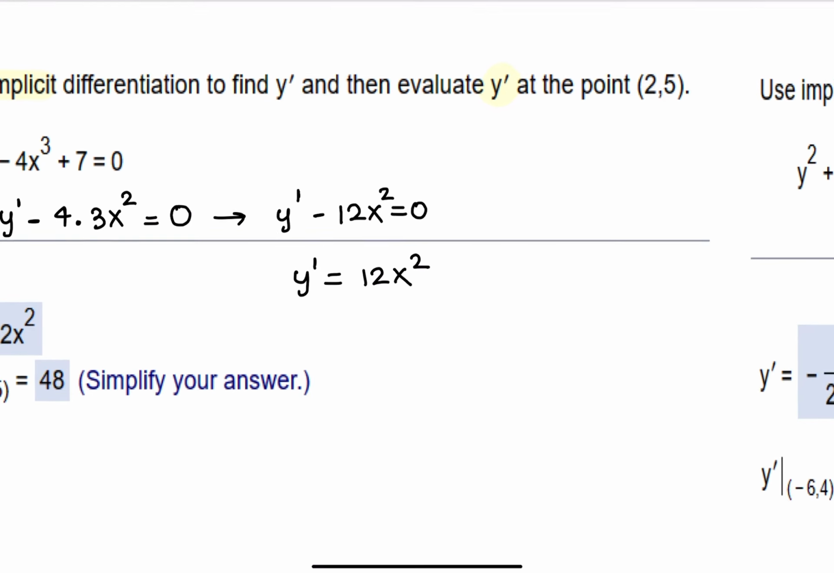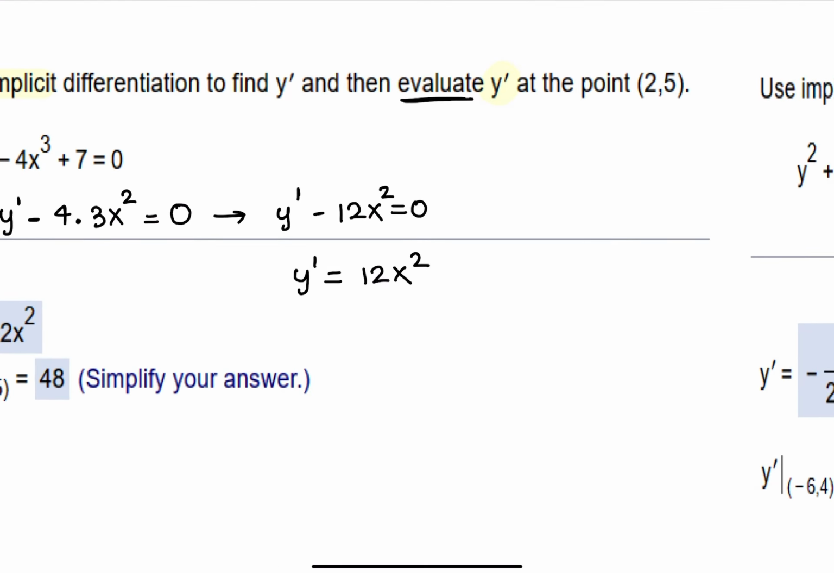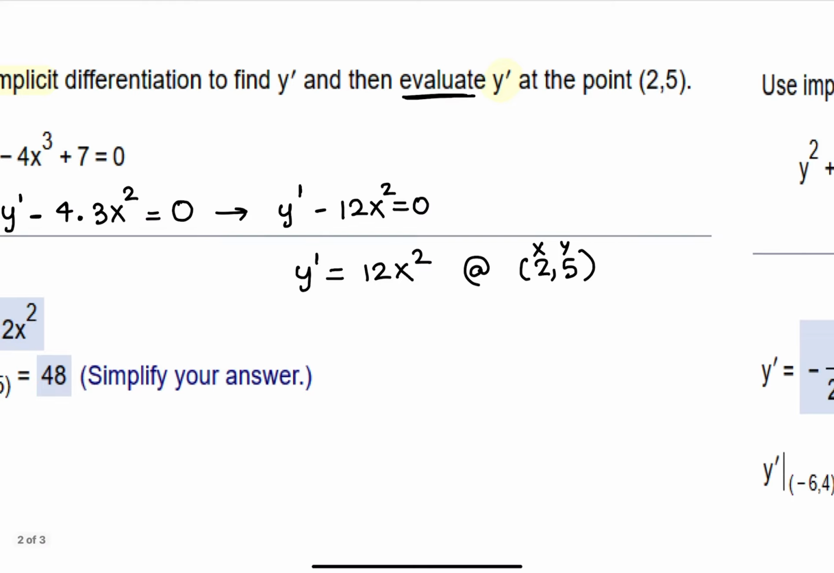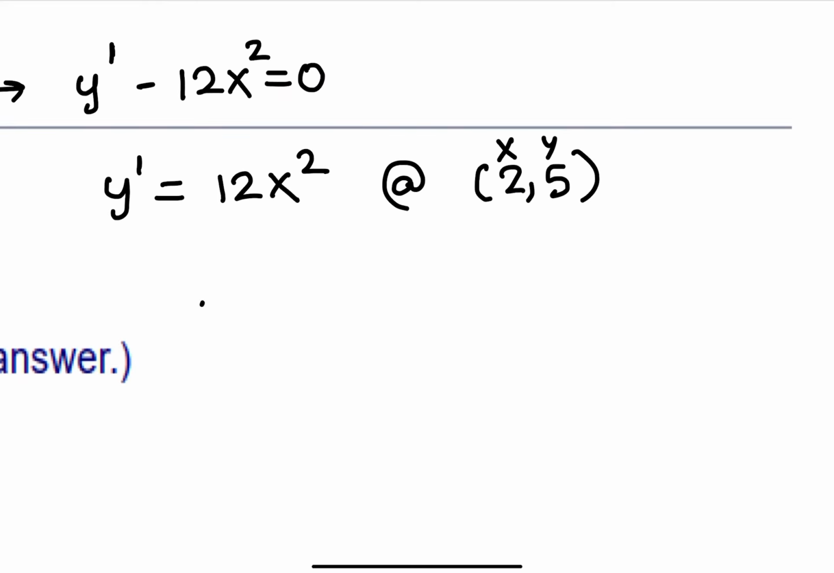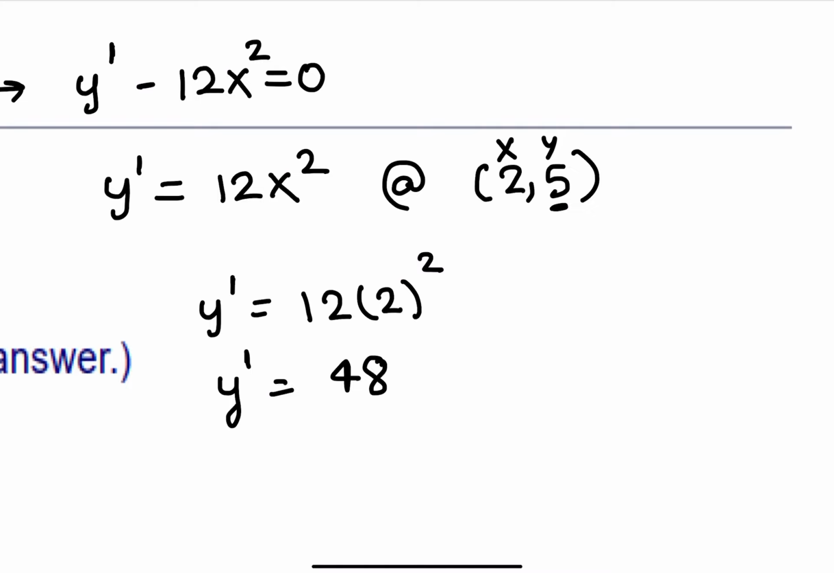They didn't say stop here, they say evaluate. So I'm evaluating at 2 and 5. That means my x is 2, my y is 5. Let's go ahead and plug that in. So when I plug into my y prime, 12 times 2 squared, there's no y to plug, so y prime is equal to 12 times 4, which is 48.